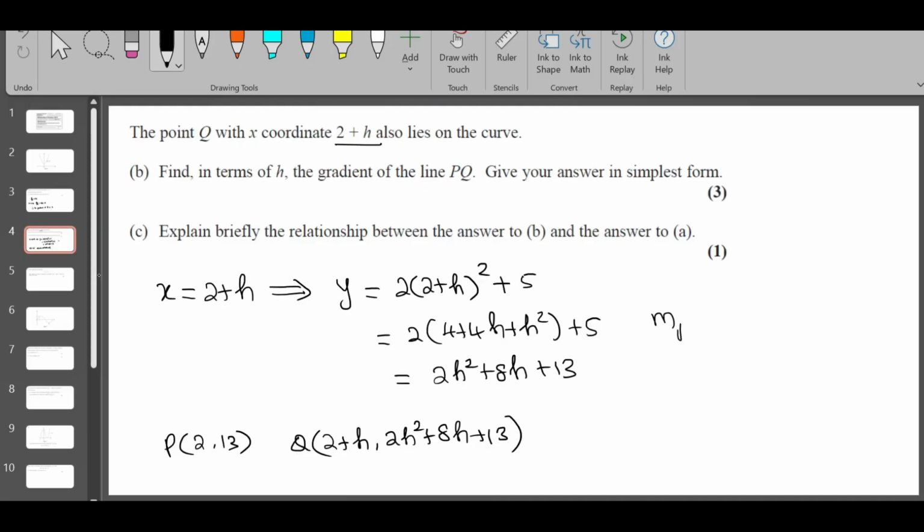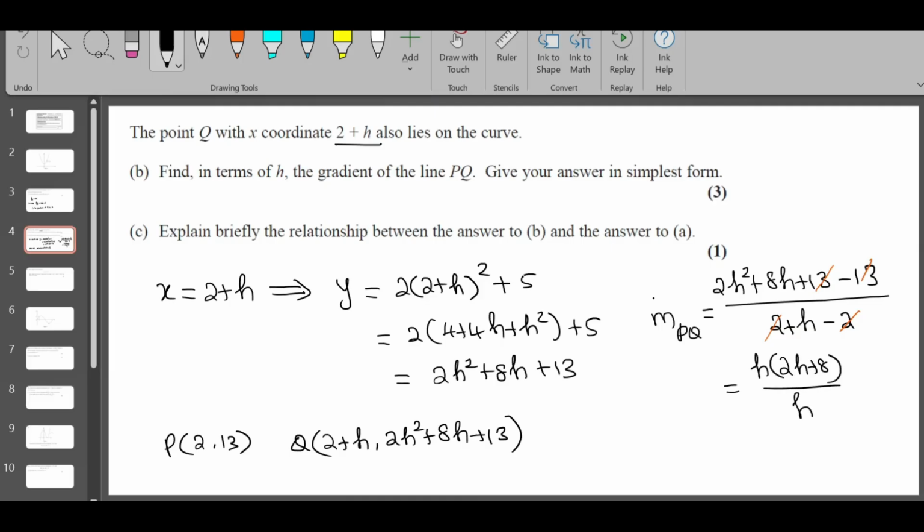So use the formula for the gradient. y2 minus y1, 2h squared plus 8h plus 13 minus 13, divided by 2 plus h minus 2. You can cancel 13 and 2. Take h as a common factor from the numerator. You will get 2h plus 8 divided by h. You cancel h. Therefore, it's 2h plus 8. That's all.